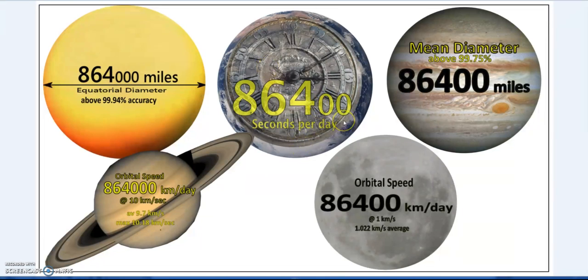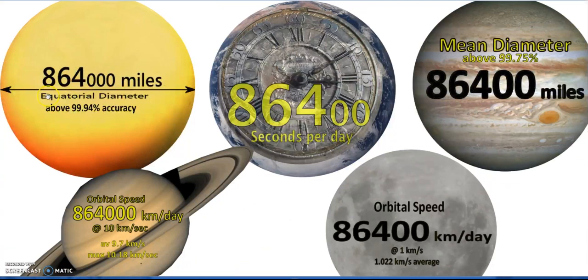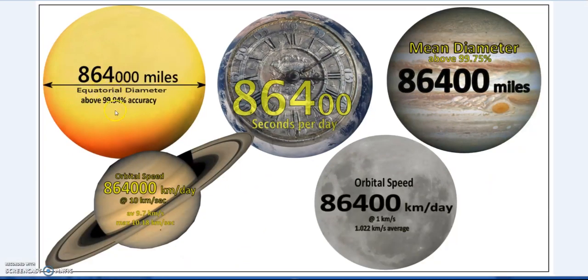Now the imperial system, as in the meter plus the cubit plus the foot, Egyptian royal cubit, plus the English foot equals the man of 6 feet. Well, in the imperial system, the mean diameter, still above 99.9%, 864,000 miles is the mean diameter of the Sun. The average diameter of Jupiter is 1/10 of that, 86,400 miles. 86,400 miles in Jupiter, 86,400 seconds per day. Multiply the pyramid by 86,400, you get the Earth in itself.